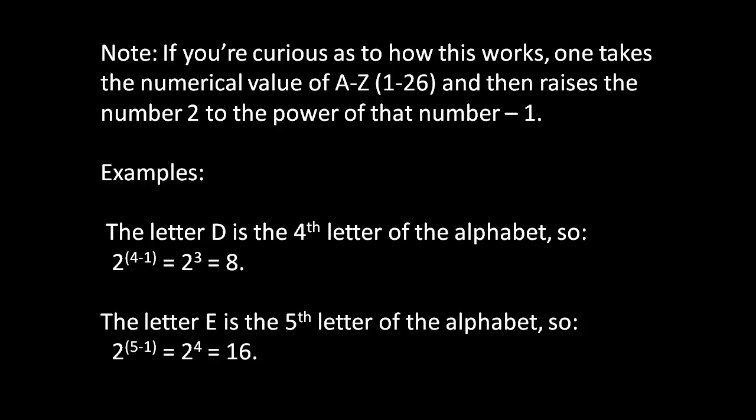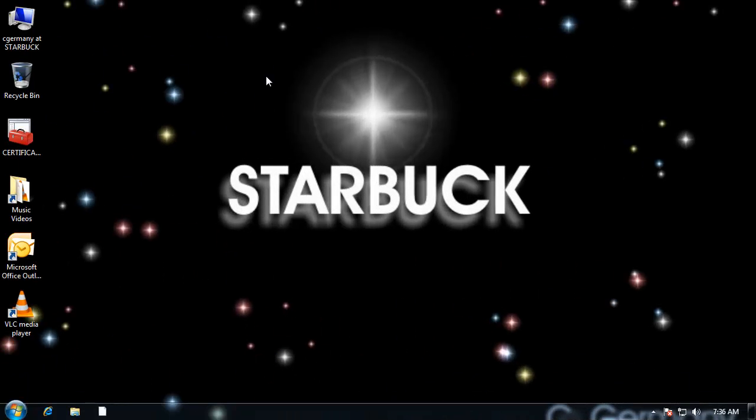The letter E is the 5th letter of the alphabet, so it would be 2 to the power of (5 minus 1) in parentheses. Remember, the parenthetical expression modifies the precedence order, so that's 2 to the power of 4, which would be 16. Let's say for security purposes, I wanted to restrict access to a certain drive or partition. We can do that with the Windows Registry database as well, using Regedit.